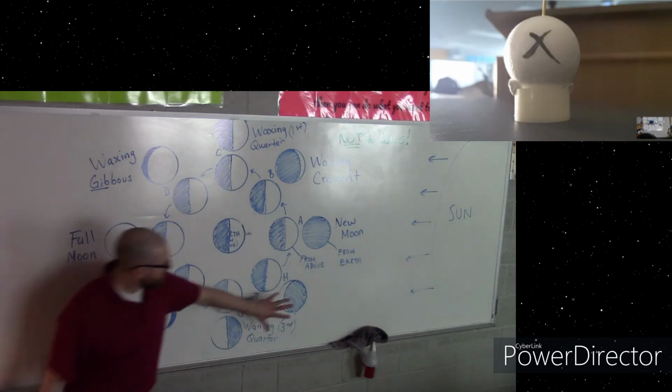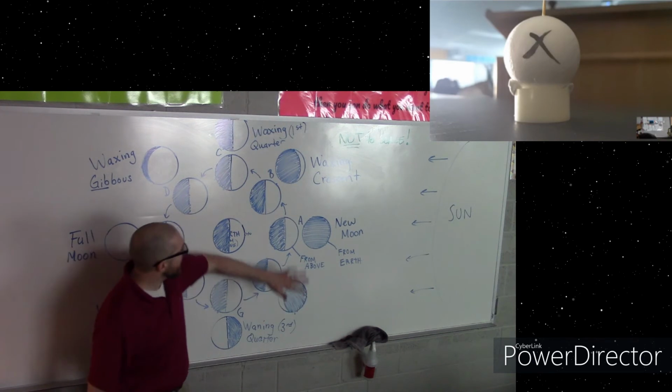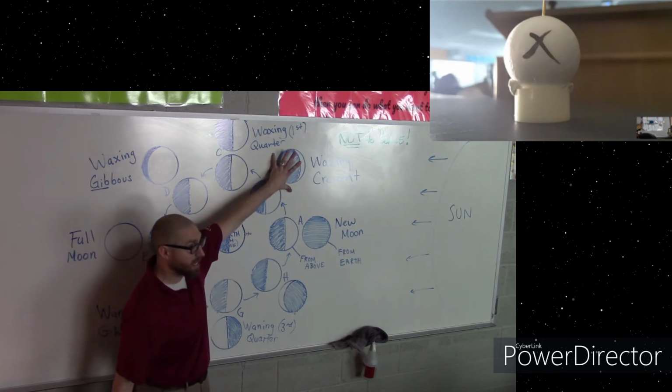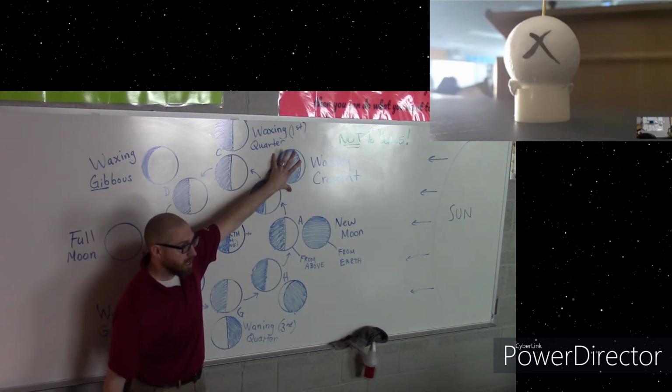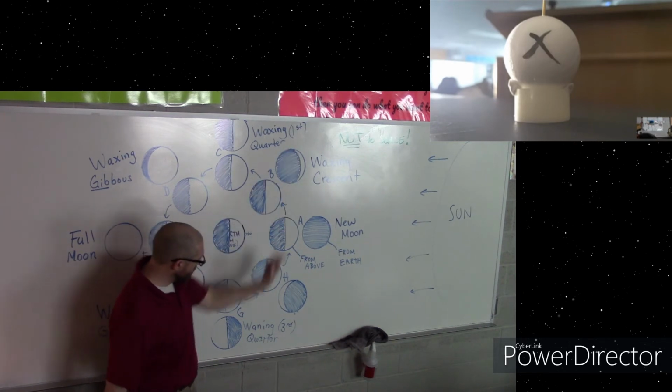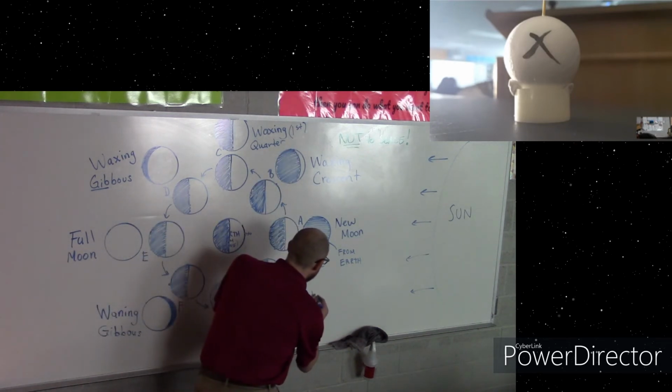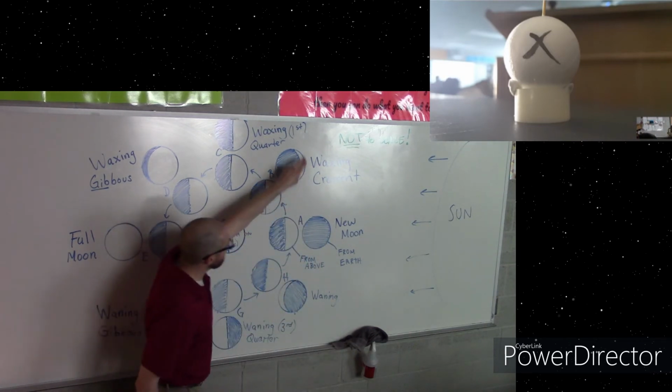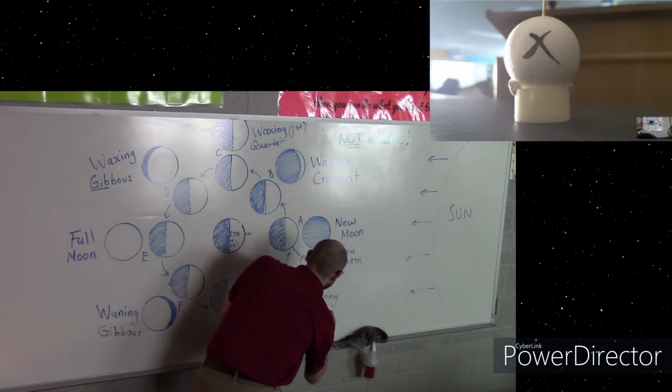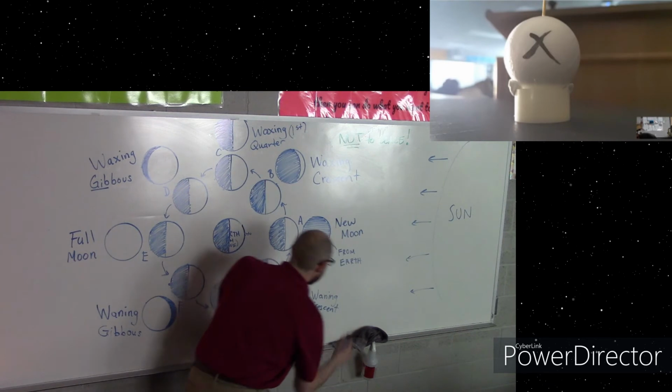And this should look exactly like phase B did. And it's going to have a similar name. We're losing light, so waning. And it's got the same shape, that tiny shape, called crescent. This is your waning crescent.